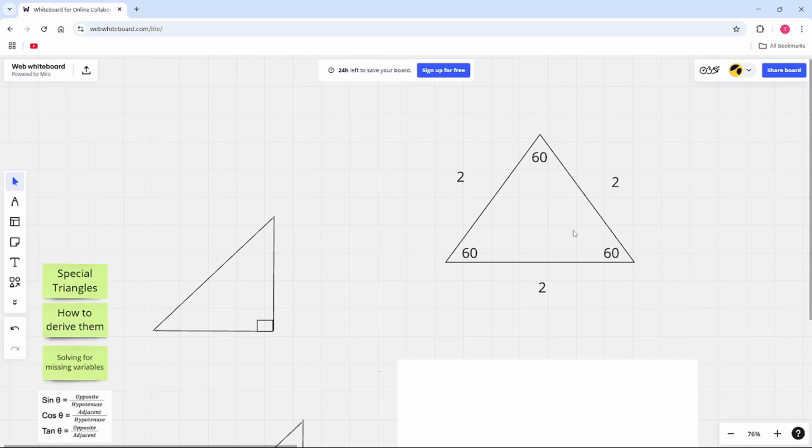Now, this is obviously not a right angle triangle, but we can build our own right angle triangle by simply dividing this equilateral perfectly in half. So I'll just show you right over here. We'll simply just draw a line down the middle to the base of the triangle, creating two right angle triangles.